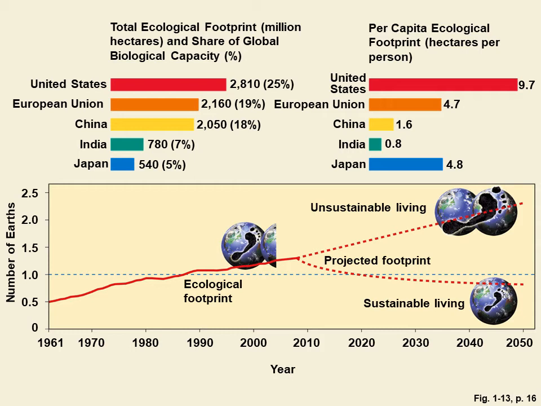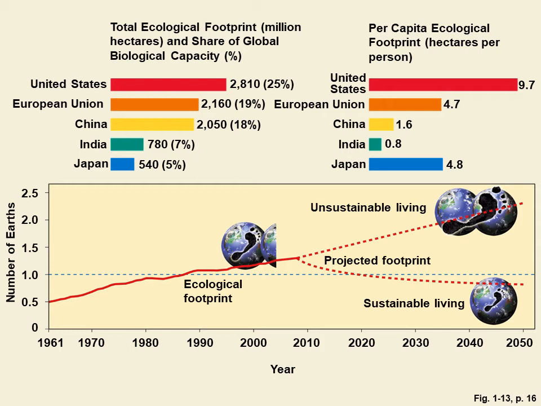And you can see this projection. If we follow unsustainable living standards, we would go to 2 earths by 2040 or 50. And if we use sustainable living methods, we can come back to less than 1 earth by 2040 or 50. The choice is ours. We have to choose how we live.